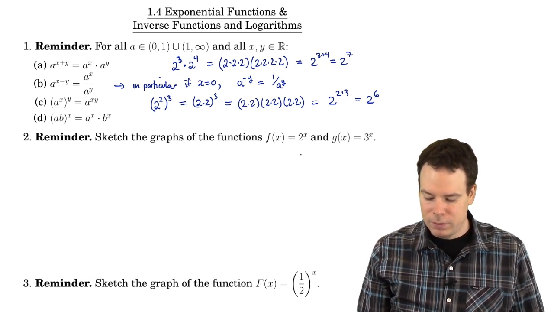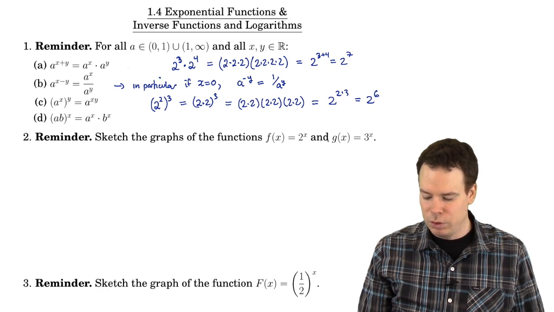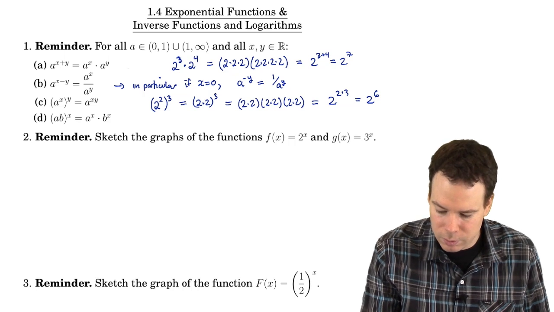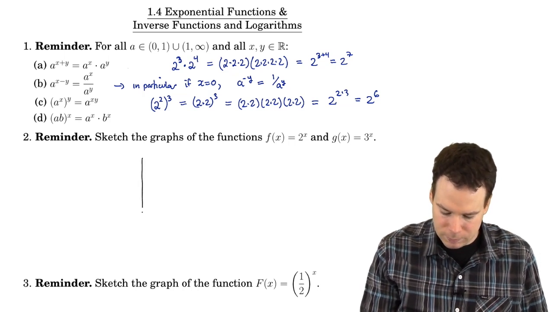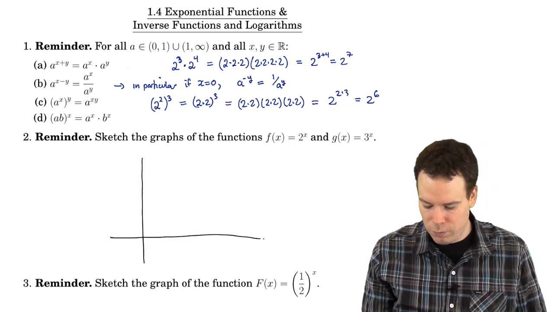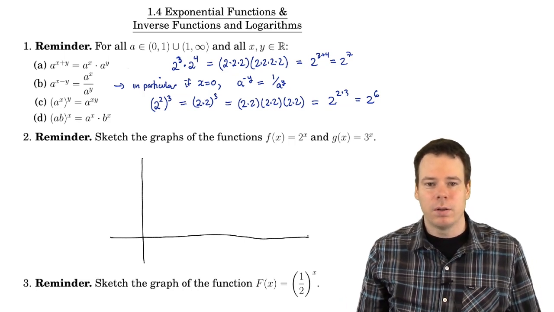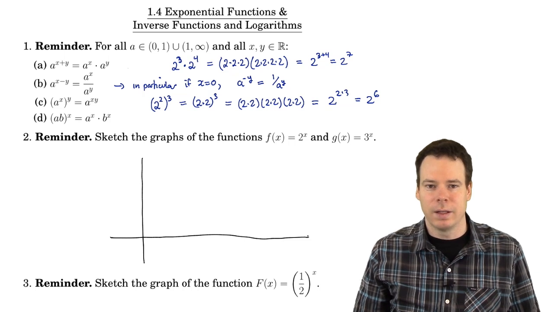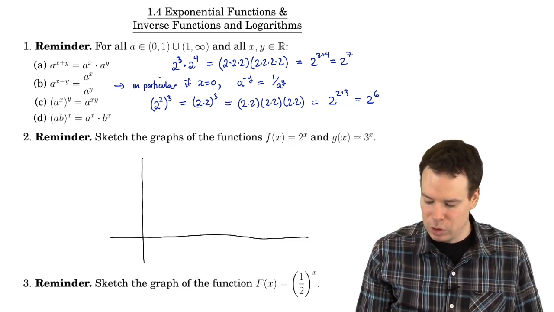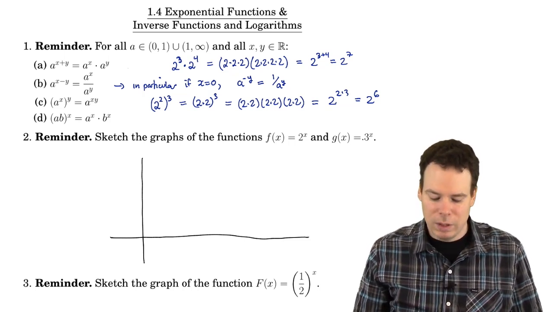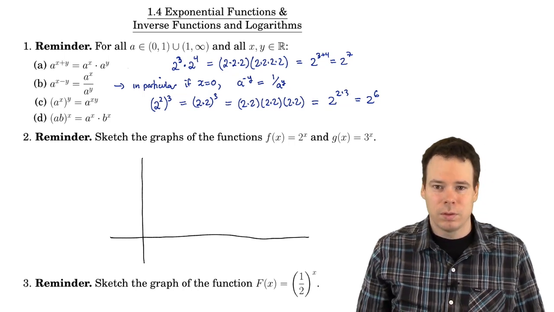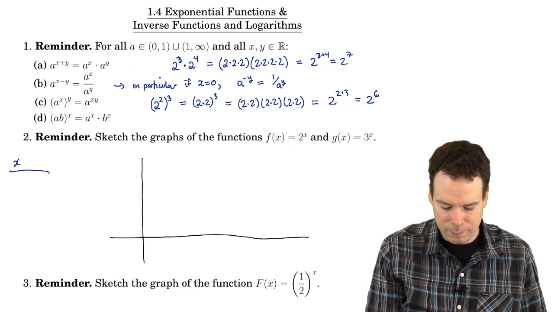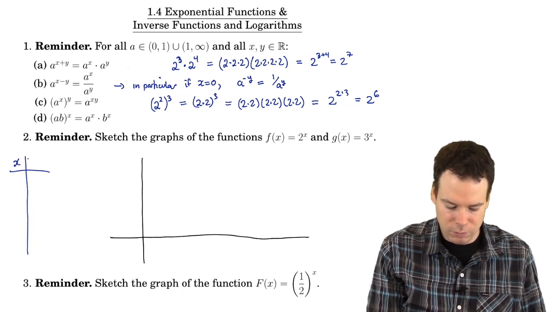So let's sketch the graphs of the following functions. f of x is equal to 2 to the x, and g of x is 3 to the x. Typically, when we go to sketch the graph of a function, we hopefully can recall what the general shape of these things are, and then maybe use some transformation properties to get the right position for the given function. Here, let me just recap the lowest level approach to graphing functions, and that's really just to try to figure out a table of values for it.